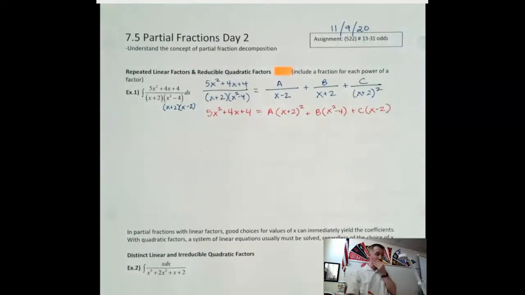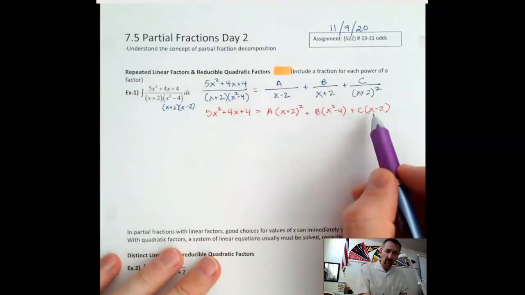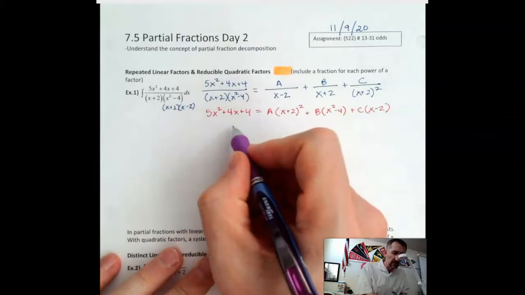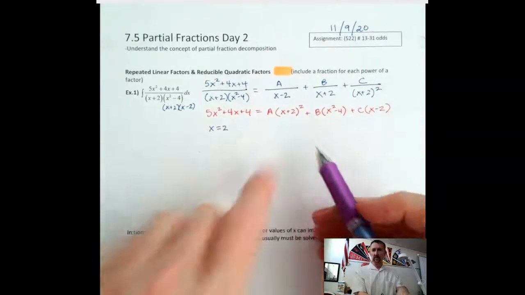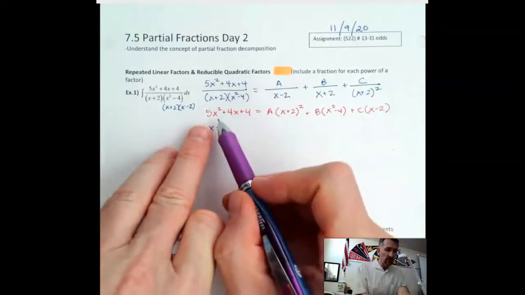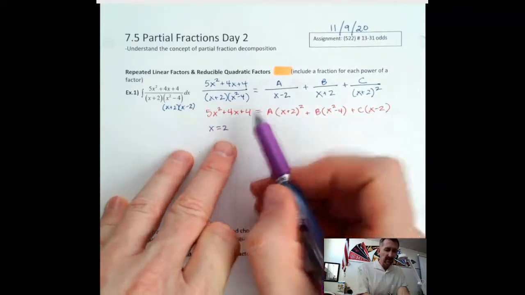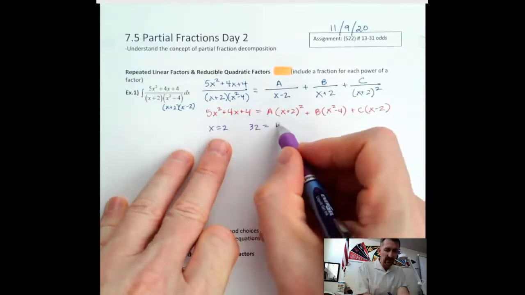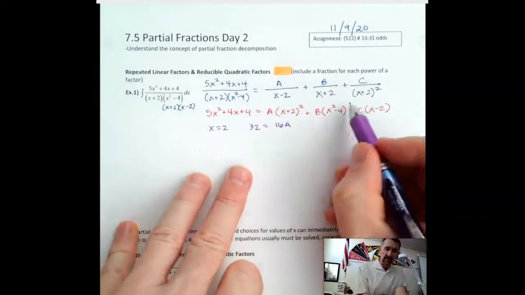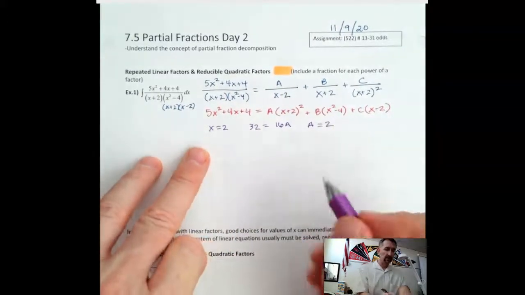Okay, so what should we try first here? How about something that's going to cancel? What if x equals positive 2? If x equals positive 2, that's going to cancel out both of those, and I should just be able to find A. So 2 squared is 4 times 5 is 20, plus 8 is 28, plus 4 is 32. So that would be 32, and that's going to be 16A. That will be 0, that will be 0. So A equals 2.